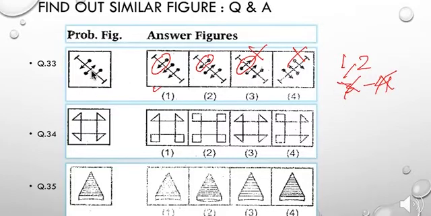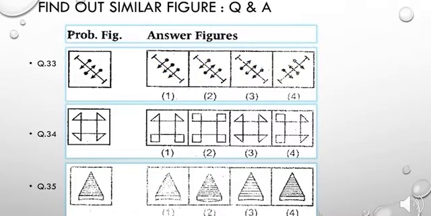So let's check further. Let's go to the next design. The next design is the same as the previous design, but there's a change in the direction. So let's check. This arrow should be upward and this dot should be on the lower side. Here we find that no, this is not the same, it is different. So option 1 is ruled out here. What is left with us is only option 2. So option 2 is the correct answer for question number 33.